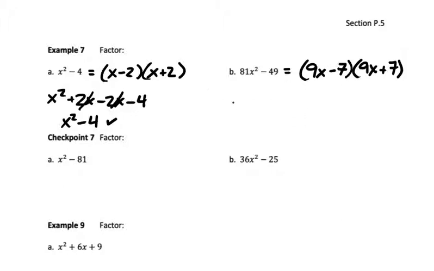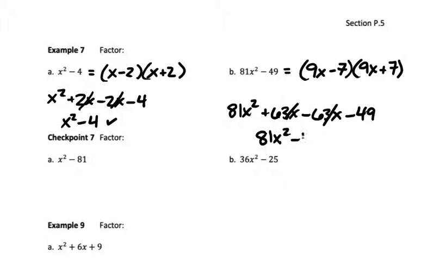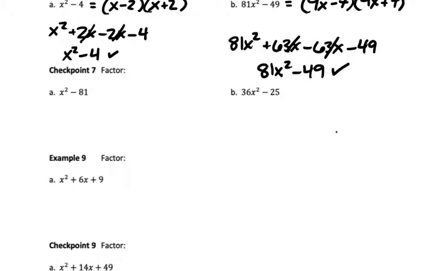And then when I FOIL this out to check it, which again is a good habit to get into, 9x times 9x, 81x squared. Outside is going to be plus 63x. Inside is going to be minus 63x. And then last is minus 49. My middle two terms cancel, and I get what I originally started with. So next you should look at checkpoint number 7. Do these in your notes, check your answers, and then move on with the video.